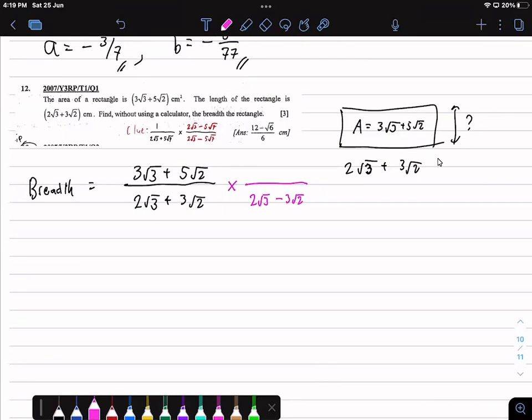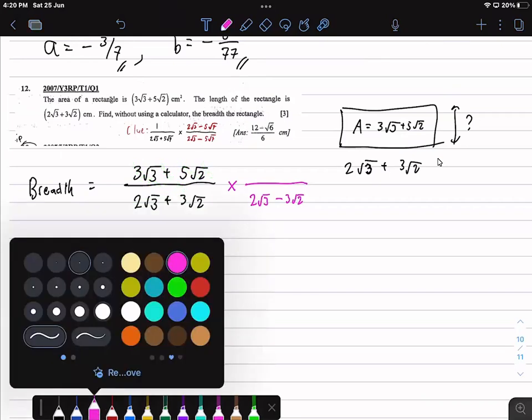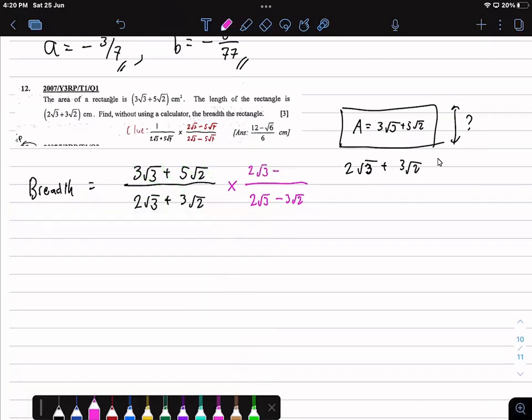Oh, by the way, I should also mention what we are doing this procedure is called rationalizing the denominator. Denominator bottom, not the top. Don't get confused. Okay, denominator, what do you get? A square minus B square. So 2 root 3 square minus 3 root 2 square.